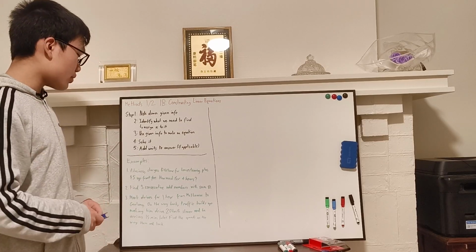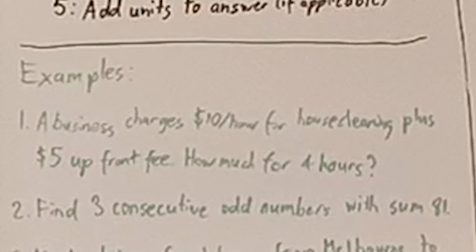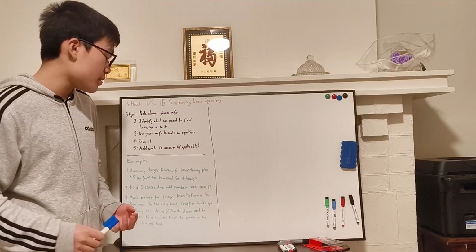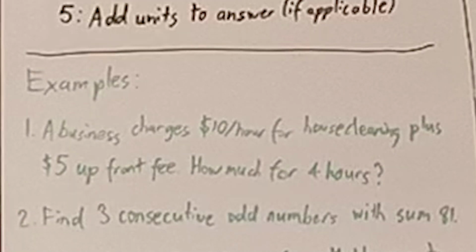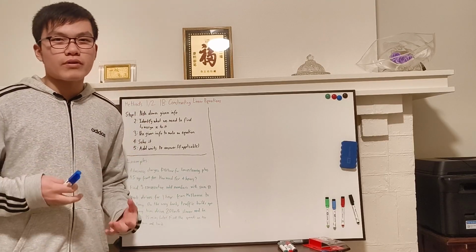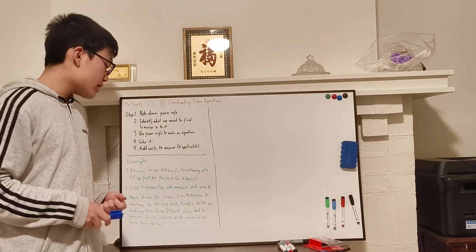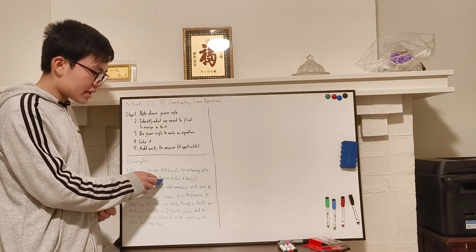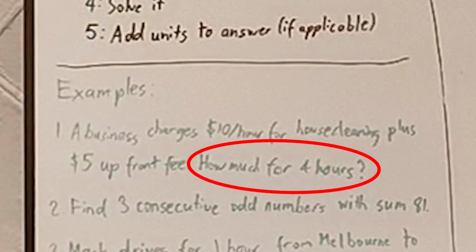So the first one is going to be a business which charges $10 per hour for house cleaning. That's pretty cheap. And then plus $5 up front. So no matter how long they work for, you still have to pay $5 on top of their rate. And then the question is asking how much will they charge for 4 hours of house cleaning.